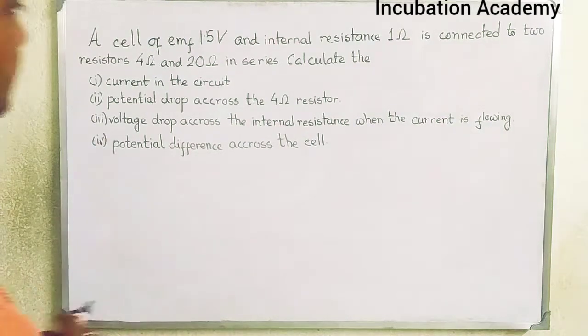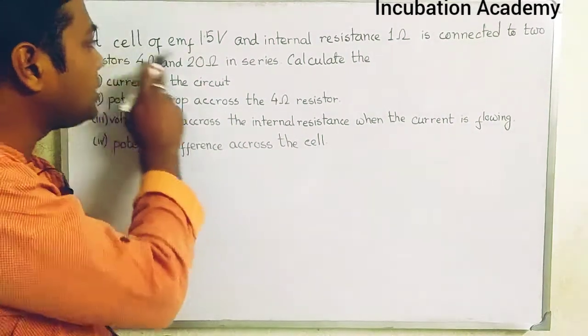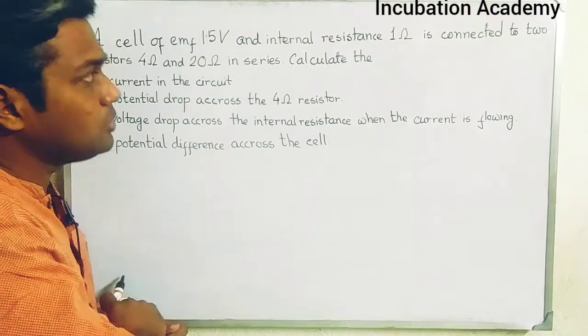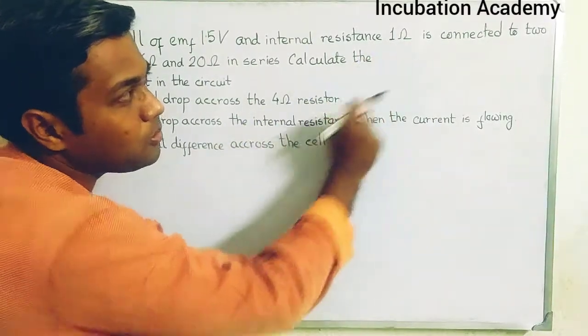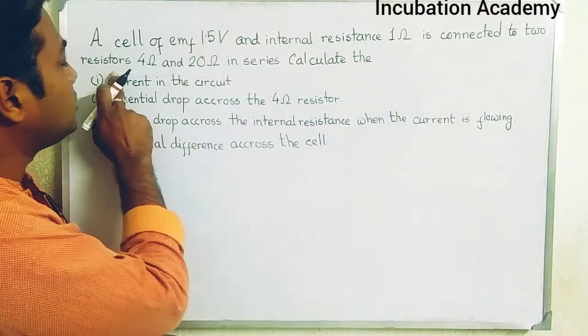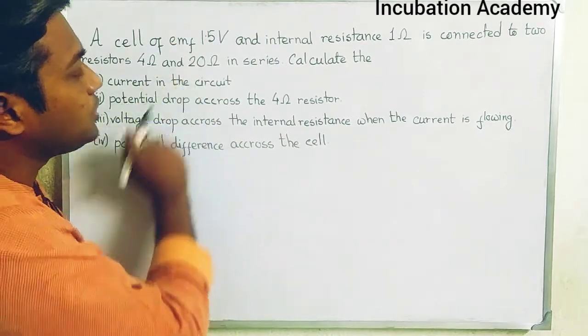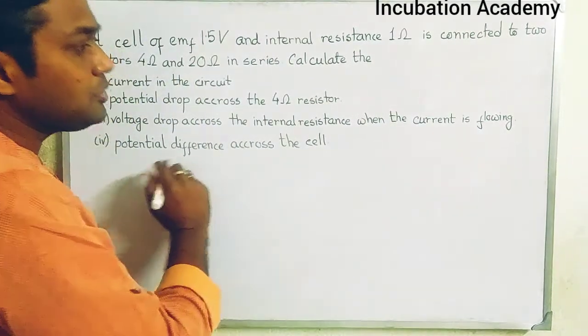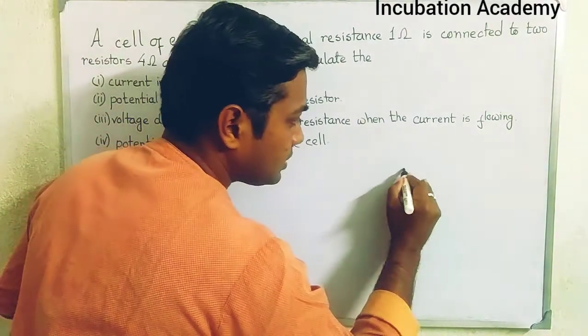Welcome all of you. The question is: a cell of EMF 1.5 volt, internal resistance 1 ohm, is connected to the two resistors 4 ohm and 20 ohm in series. So what we have to do, at first we have to draw a circuit.